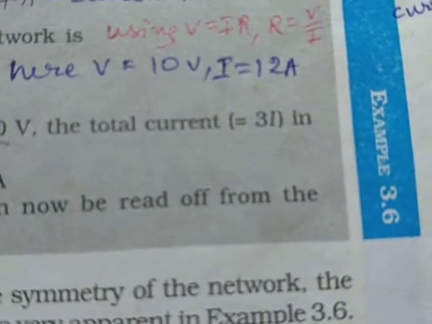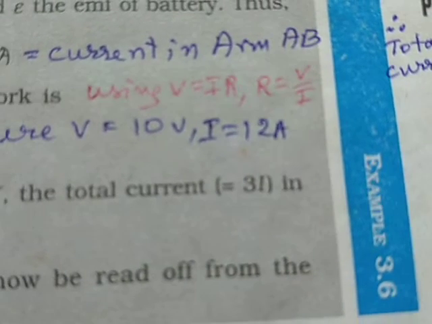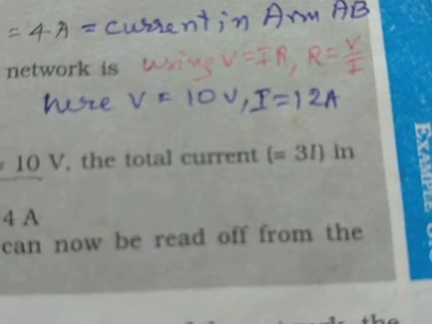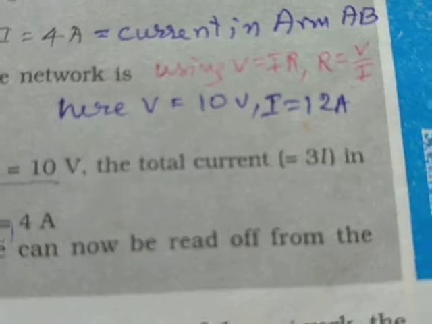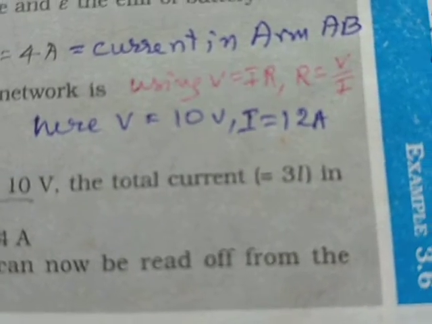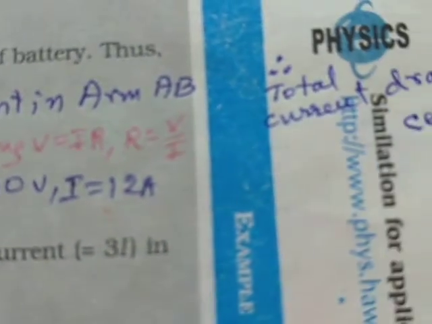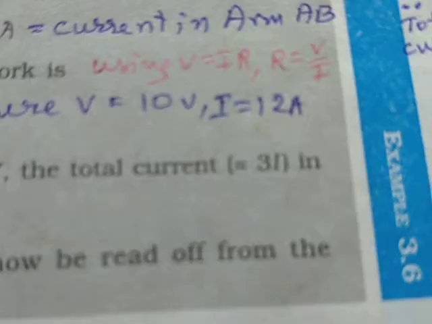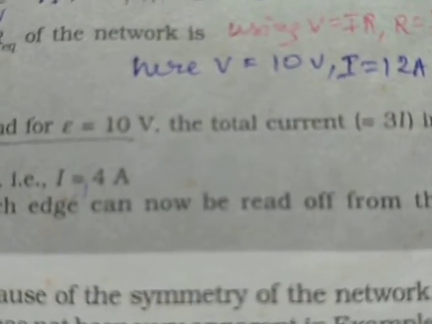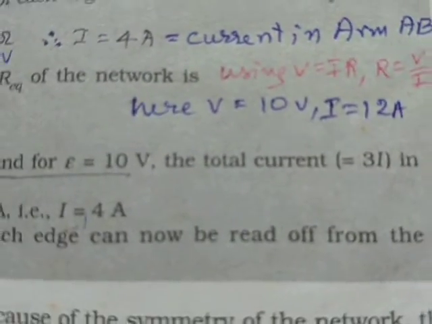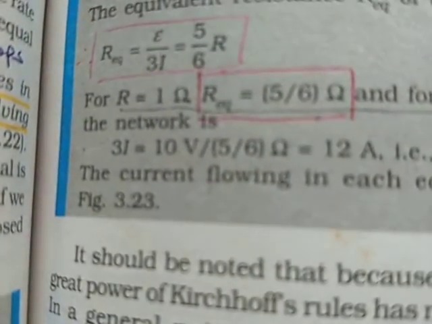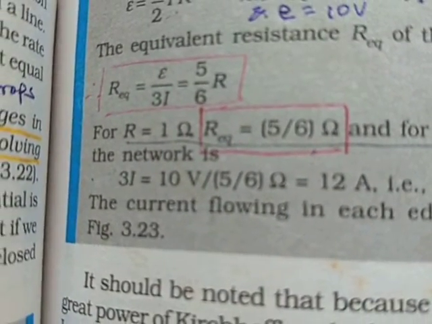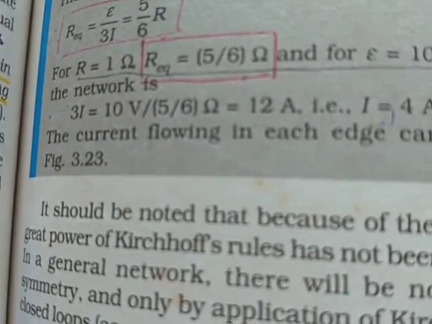Here, I again repeat, R is equal to V by I. V is 10 volt and current is 12 ampere. Therefore we have R is equal to 10 by 12, that is 5 by 6 ohm. So here we got 5 by 6 ohm, the equivalent resistance of the circuit.